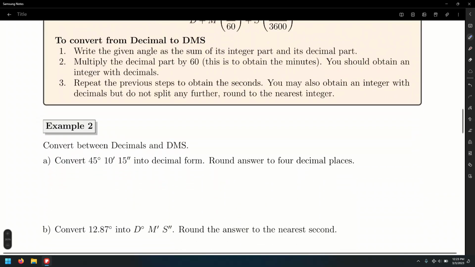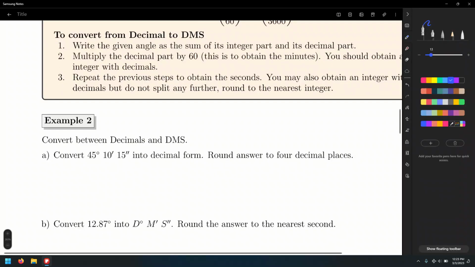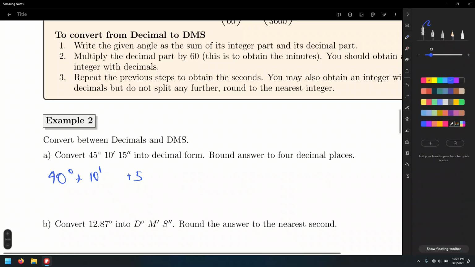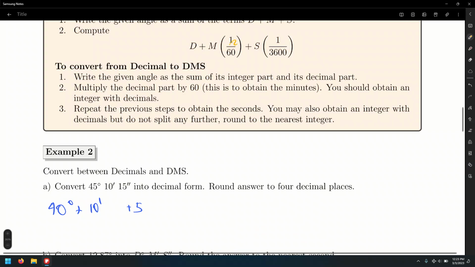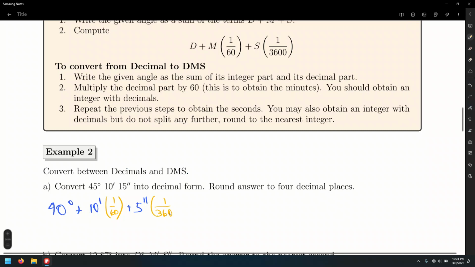So check this out. Let's convert 45 degrees, 10 minutes, and 15 seconds into decimal form. All right. So first thing we do is write this quantity as a sum of 3 quantities. That is 40 degrees plus 10 minutes. I'm going to leave a space for something, you'll see, and plus 15 seconds, times something. So what are those somethings? Recall that the minutes are multiplied by 1 over 60 to convert those into degrees, and then those seconds, oh, I forgot the second symbol, the double quotation mark, we multiply by 1 over 3600.